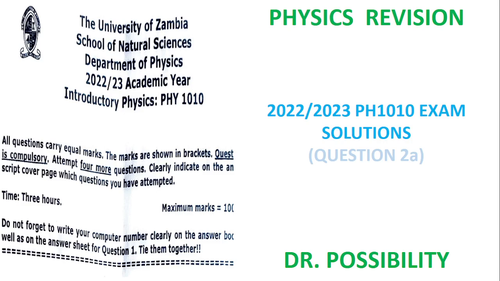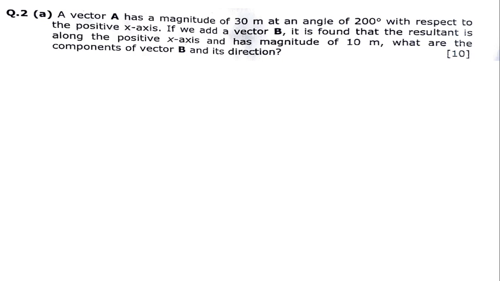So let's quickly look at the solution, and of course I'm not solving the whole of the paper, but in this particular tutorial I'll just solve question 2a. Question 2a says a vector A has a magnitude of 30 meters at an angle of 200 degrees with respect to the positive x-axis.